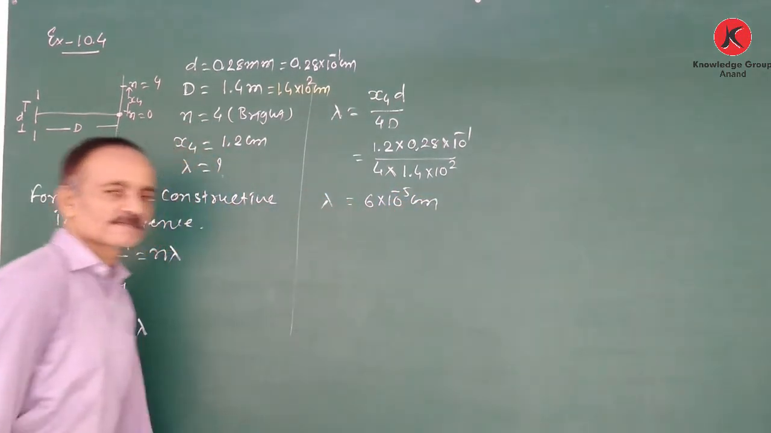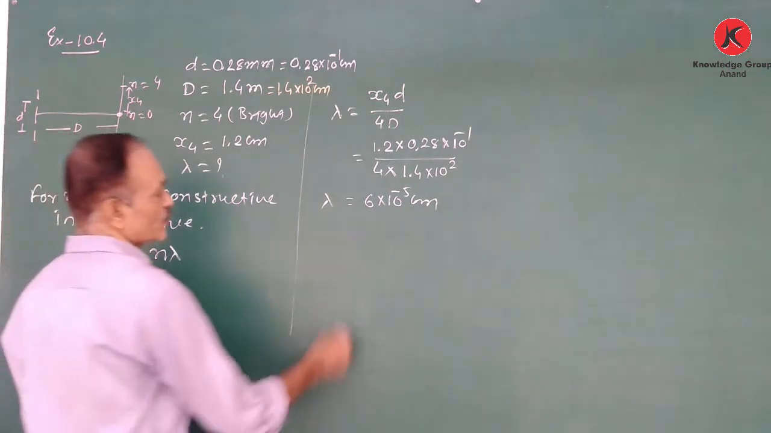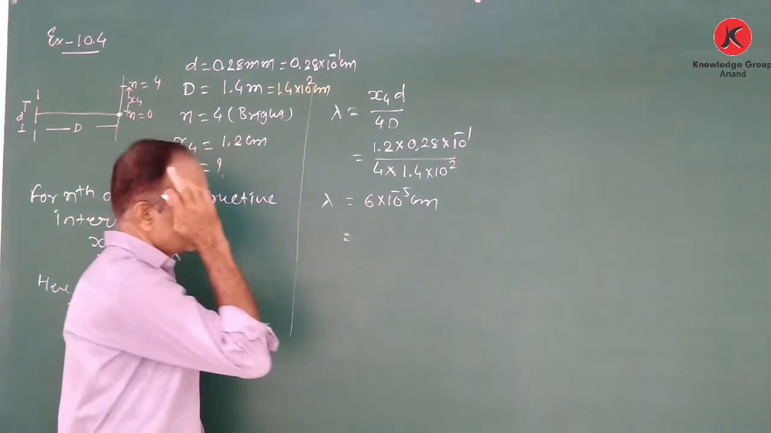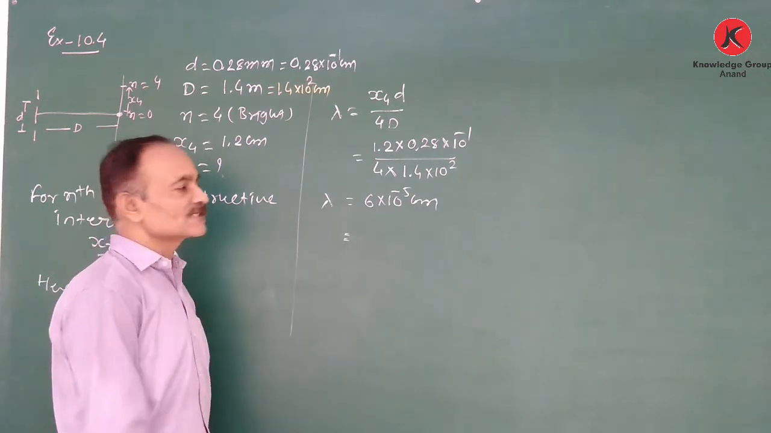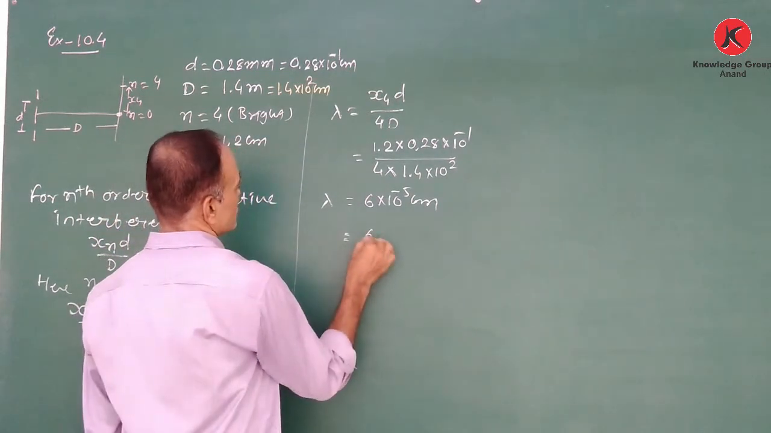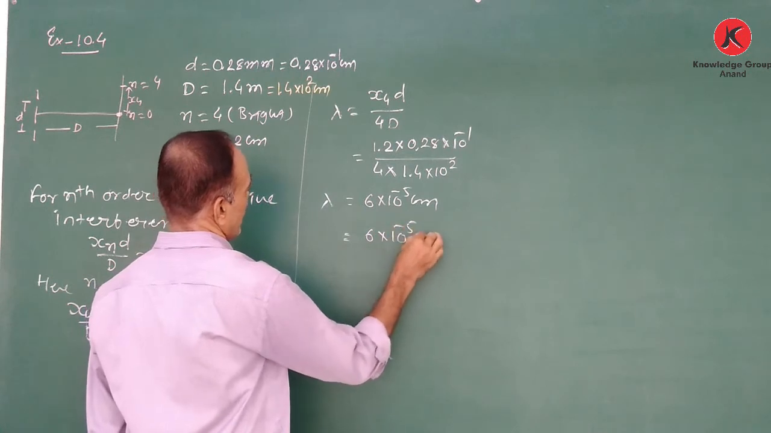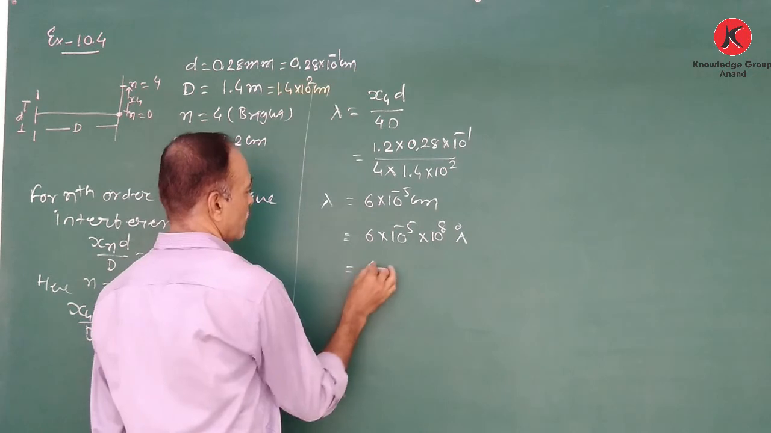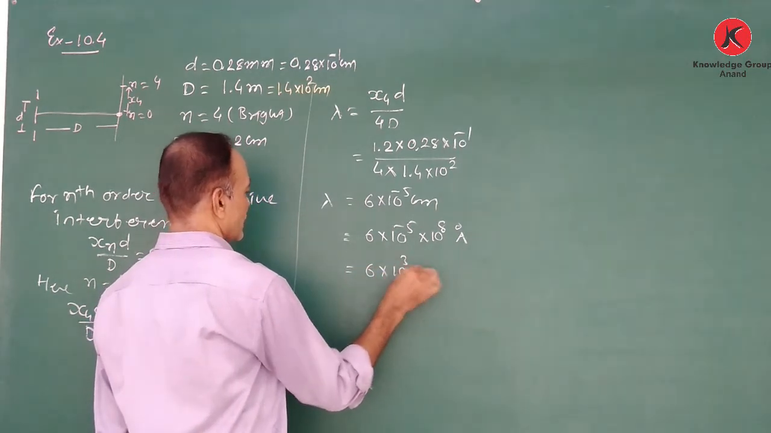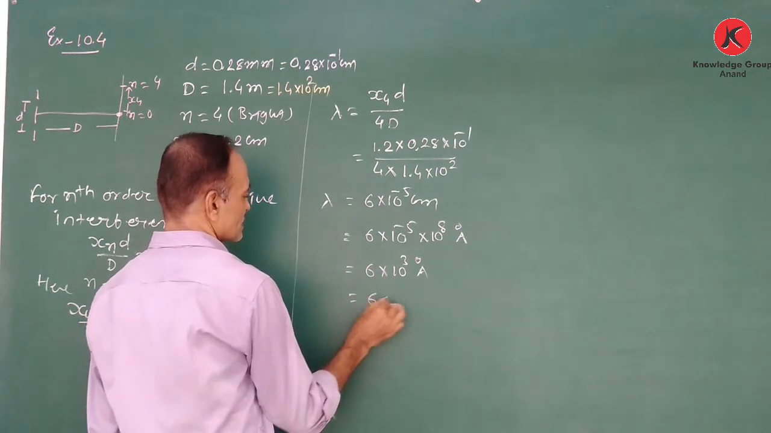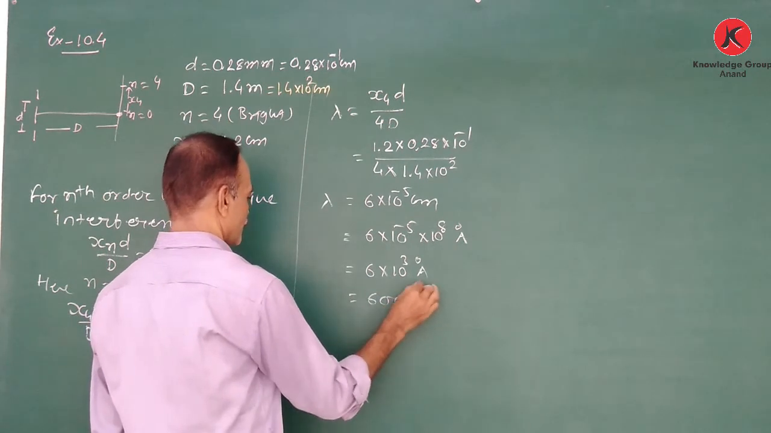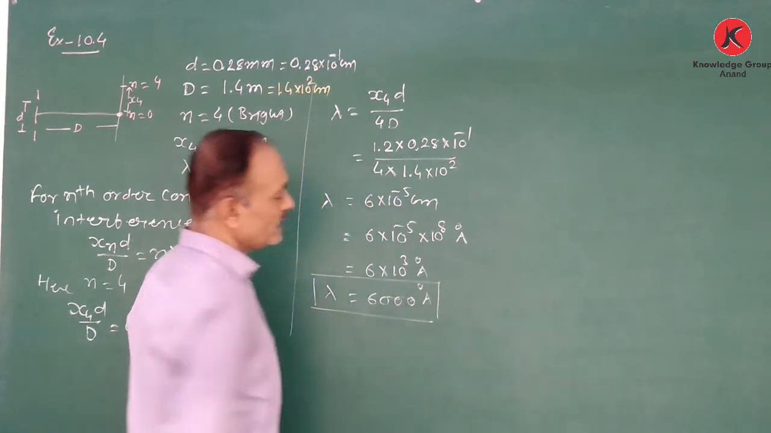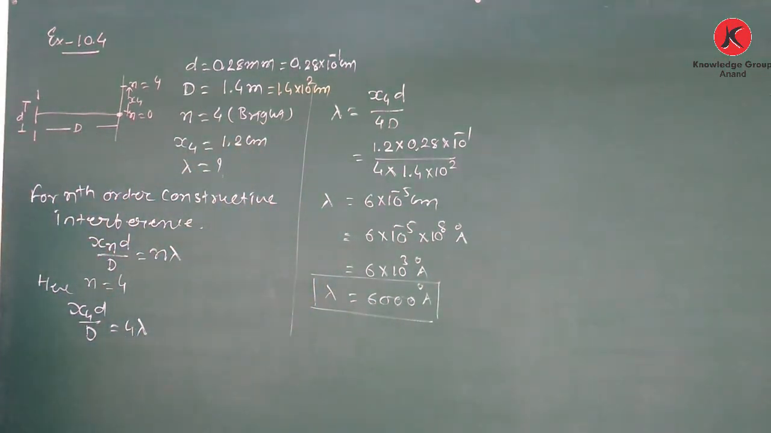That is the wavelength. Now we convert it into angstrom. 1 angstrom is equal to 10⁻¹⁰ meter. Therefore, 10⁻⁸ centimeter is equal to 1 angstrom. Therefore, 6 into 10⁻⁵ into 10⁸ angstrom. Therefore, 6 into 10³ angstrom. It means 6,000 angstrom. The wavelength used in Young's double slit experiment is 6,000 angstrom.